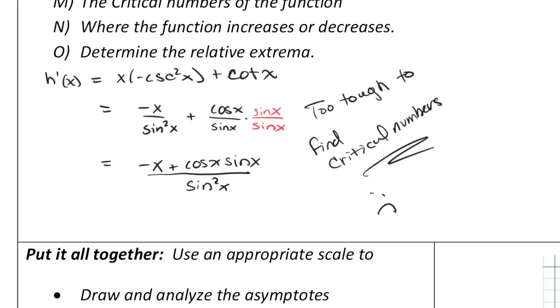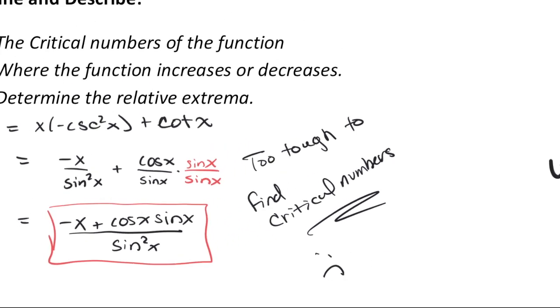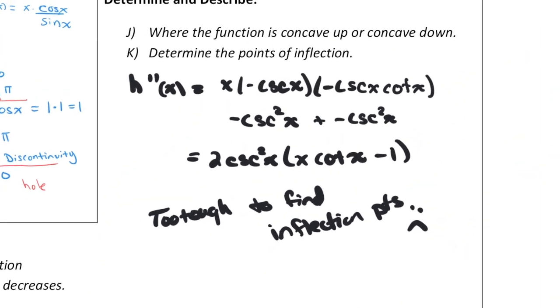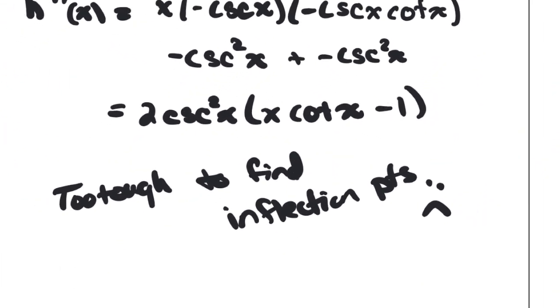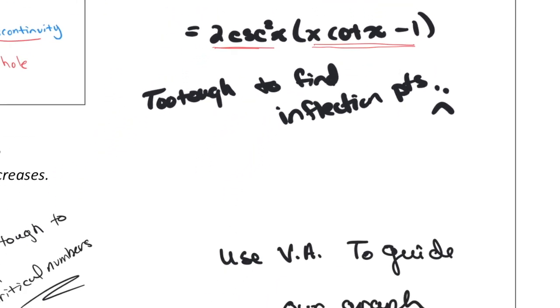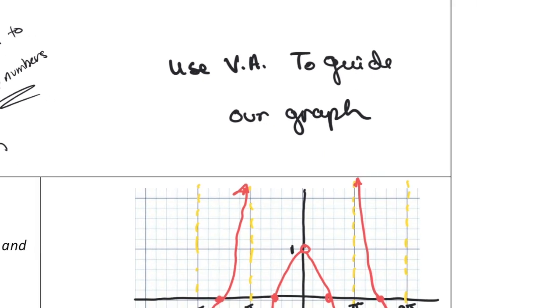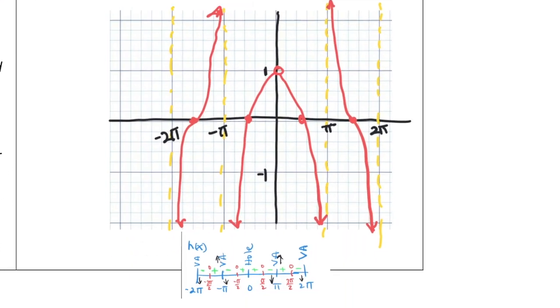Next, you determined your critical numbers. Well, your derivative wasn't hard to find, but when you looked at the factored form of your derivative, it was really too tough to find any critical numbers. Next, you found your second derivative, which once again wasn't too tough to find. But as you were looking at your factors, did you notice that the inflection points were a little bit more challenging? What happens is we're actually going to have to use our vertical asymptotes to guide our graph.